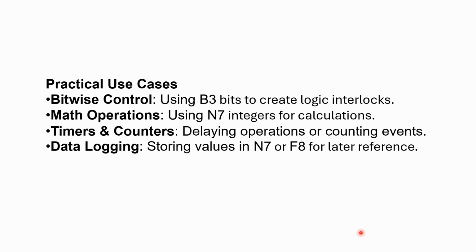So, some practical use cases here. For bitwise control, you want to use B3 bits to create logic interlocks. For math operations, I recommend, if you're using integers, use the N7 addresses. Timers and counters are something you'd be looking at to delay operations or count how many times something happens. For data logging, you could store those values in N7 or F8 addresses for later reference.